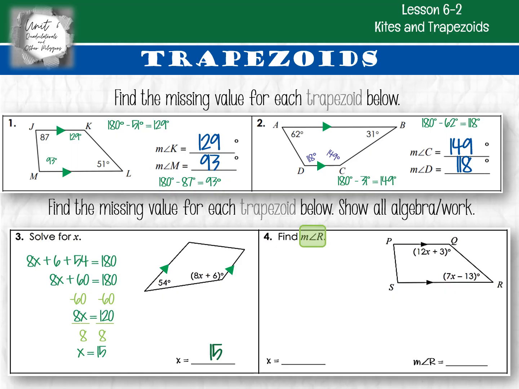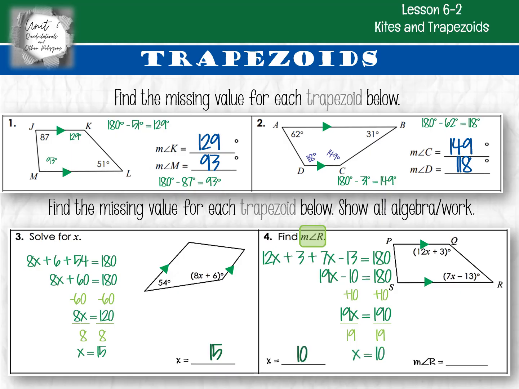Number 4. We're ultimately looking for the measure of an angle. So we're going to have to figure out what x is. Those are parallel. Those are consecutive interior angles. So those are supplementary. But then we're going to have to go a step or 2 further to get the measure of angle R. So 12x plus 3 plus 7x minus 13 is 180. Combine like terms: 19x minus 10 equals 180. Add 10 to both sides. 19x equals 190. Divide both sides by 19. X is 10.